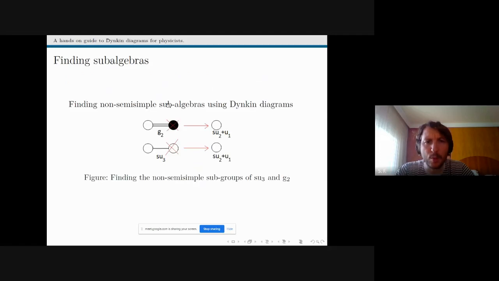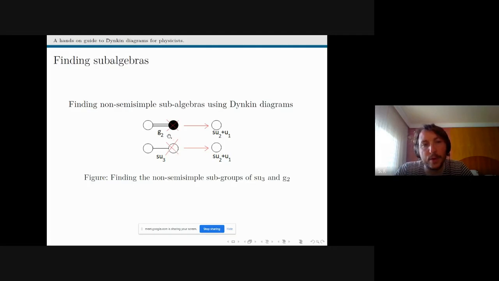So if you want to find the maximal non-semi-simple subalgebras, what you do is you start off with the Dynkin diagram that you're interested in, and you simply cross off one of the roots, right? And what you end up with is the root diagram for the semi-simple part, and then an additional U1 part comes. You sort of replace this root here with a U1 part. So this is the trick that you use. So for example, for G2, you can cross off this root and you get a subalgebra SU2 plus U1.